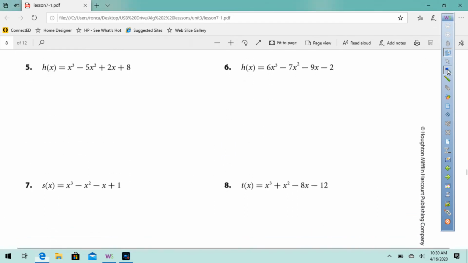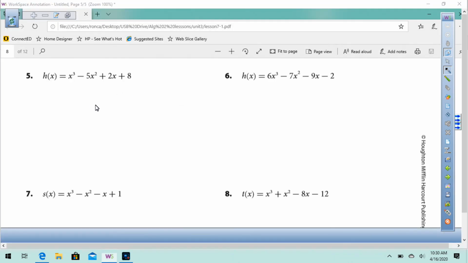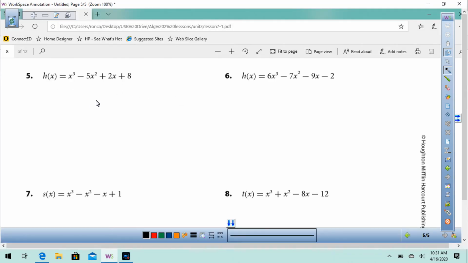Number 5. You know what? Y'all do 5. Y'all do 5 and put it on the thing. And then, got my pen upside down. 5 is y'all, so let's do number 6 here.